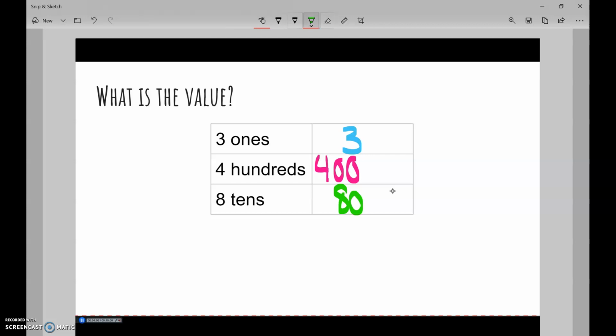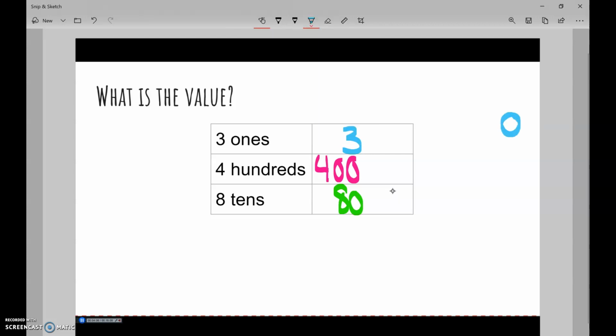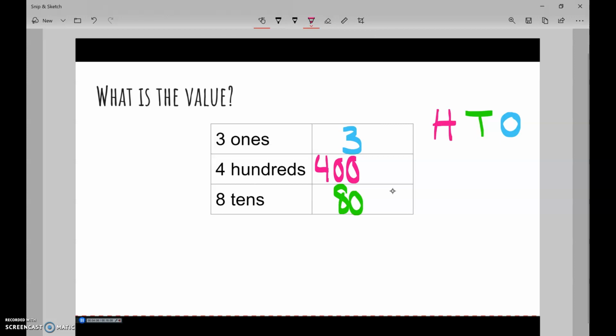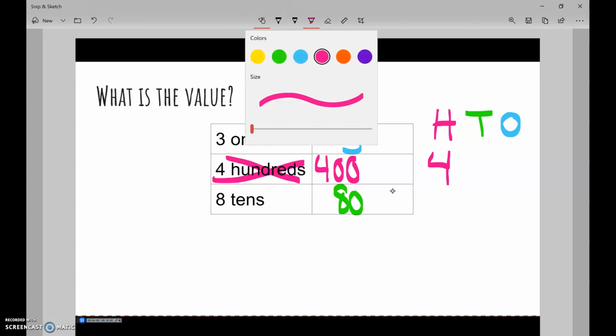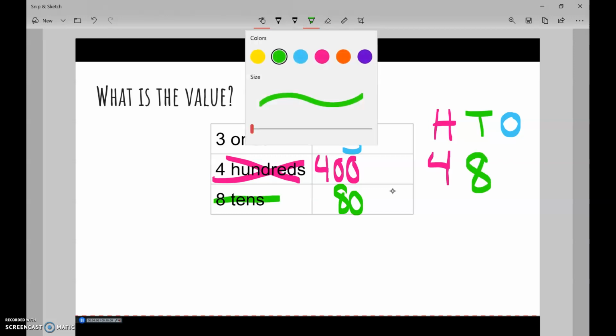So I could write a place value chart. I could put 1s, 10s, 100s. So before I start writing it, I could put it myself. So I know I have 400s, so I cross it out. I have 8 10s, so I put 8 in the 10s. And I have 3 1s.